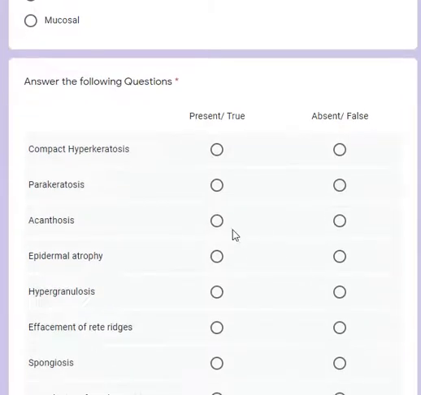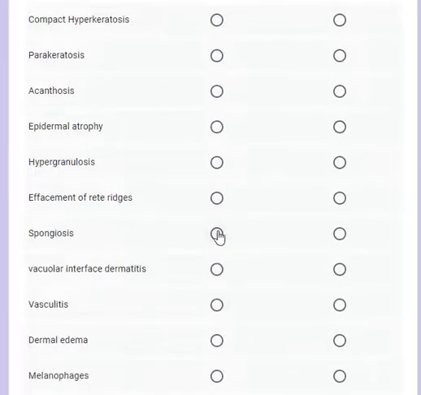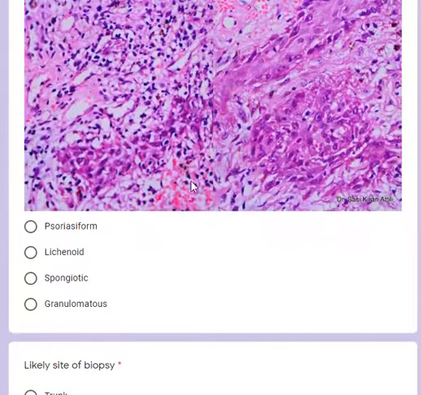There's no parakeratosis. There is acanthosis. There is no epidermal atrophy. Though there is effacement of rete ridges, there is no epidermal atrophy. Hypergranulosis is present. There is hardly any spongiosis. No spongiosis. Vacuolar interface dermatitis is present. No vasculitis despite the presence of extravasated RBC.